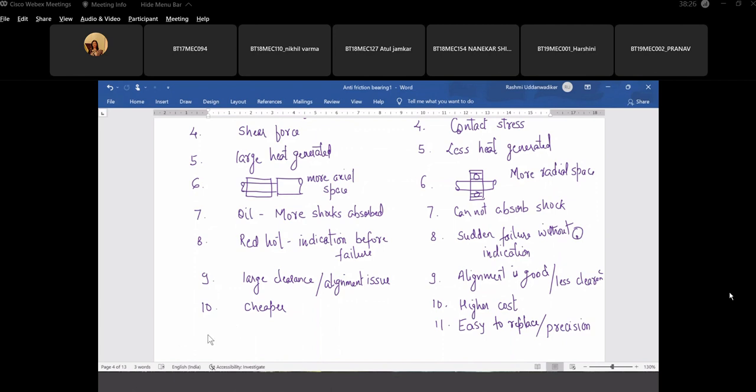These ones are not easy to replace. Although they are simple in design, in assembly, they are not easy to replace. So this comparison is important from the concept of understanding the difference between these two bearings.